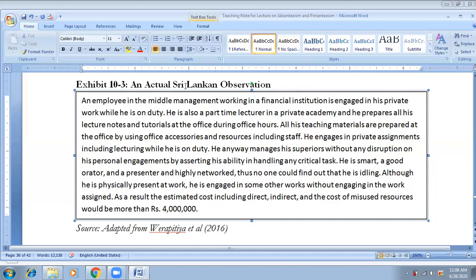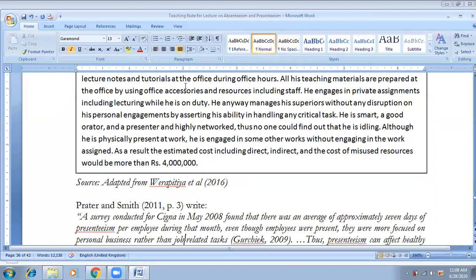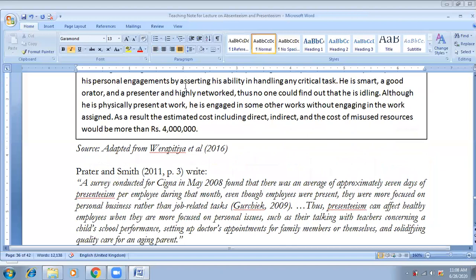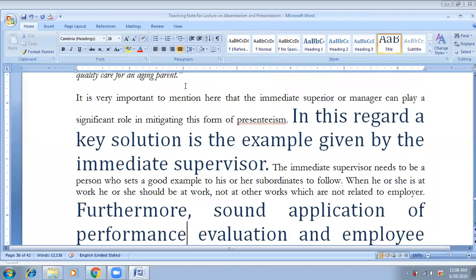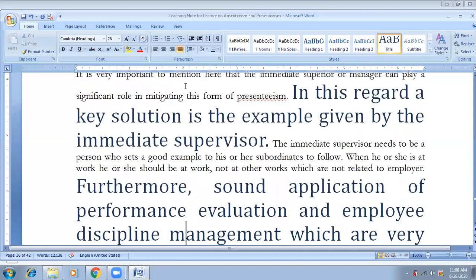sir. Okay, then imagine if there are situations like this, what will happen to our productivity? What will happen to our success and progress of success? People personally get progressed at the expense of no progress of the organization. So I don't like to mention these things because of online teaching.